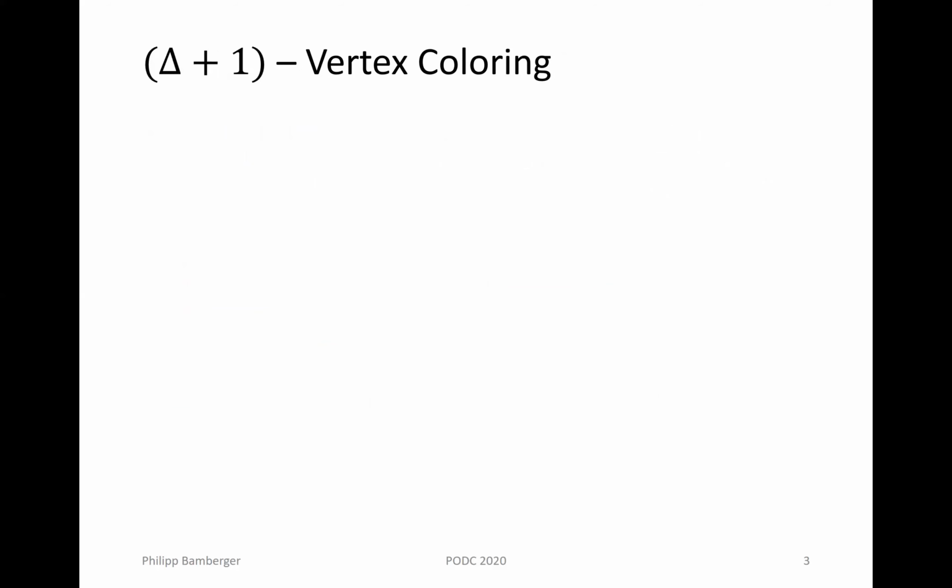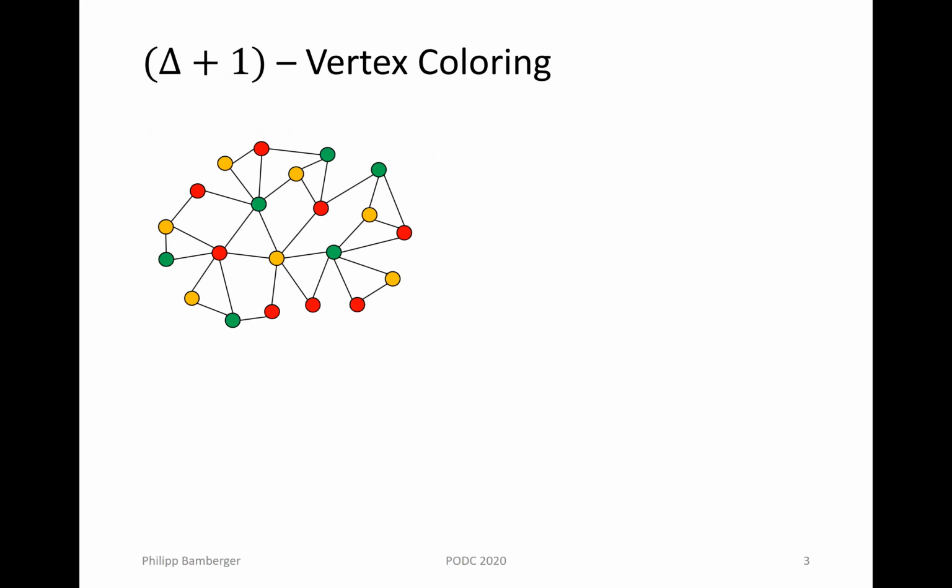The graph problem we are considering is the Delta+1 coloring problem. In this problem, the objective is to assign colors to the nodes such that adjacent nodes have different colors, and such that at most Delta+1 different colors are used, where Delta is the maximum degree of the graph. Such a coloring exists for any graph, and it can be computed by a simple sequential greedy algorithm.